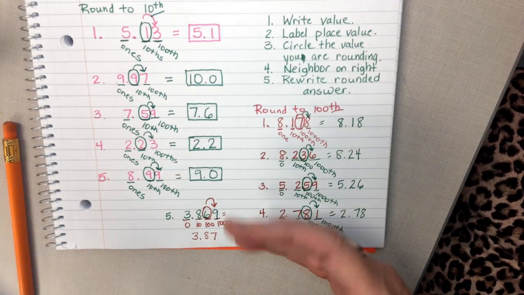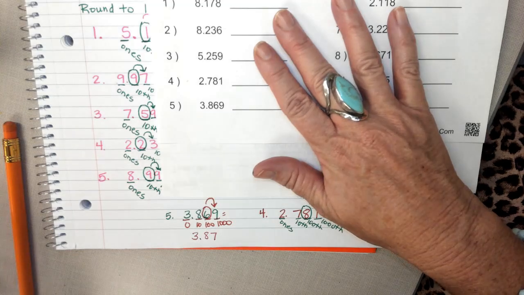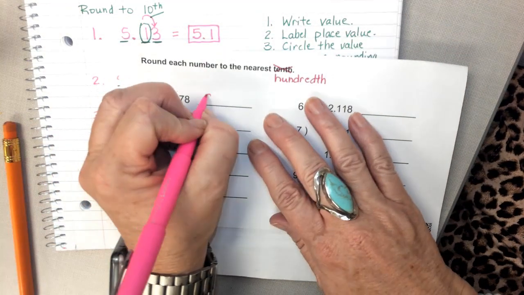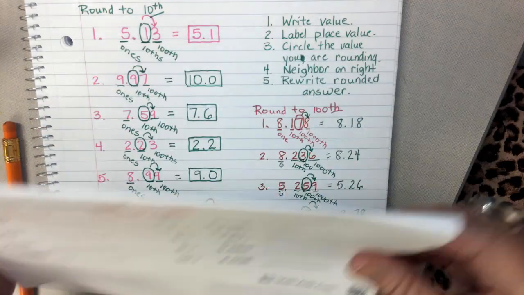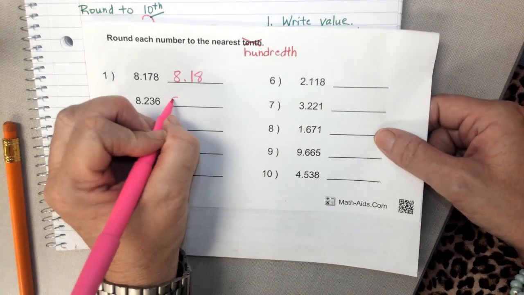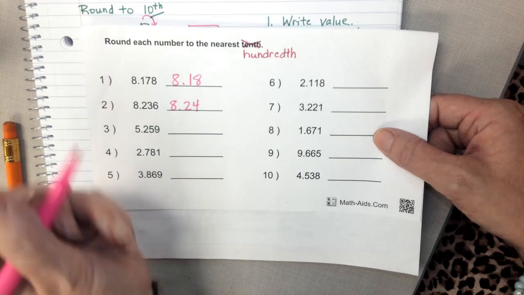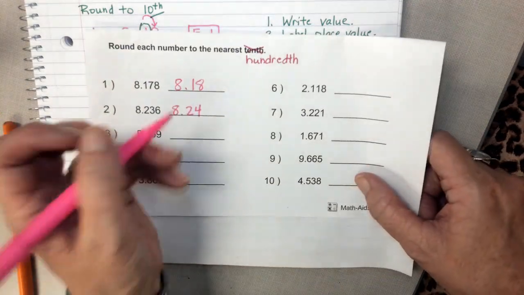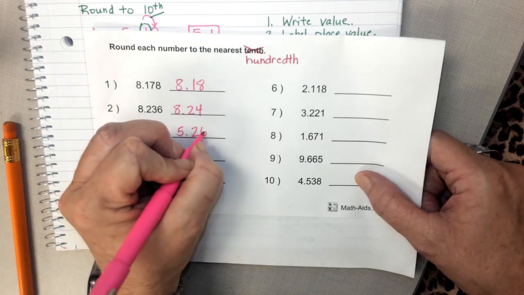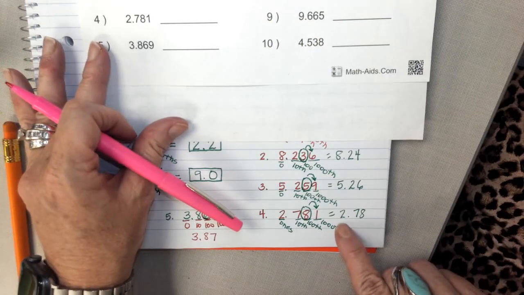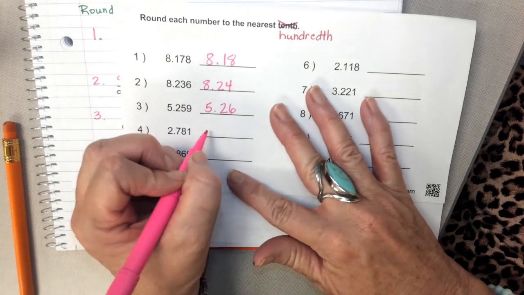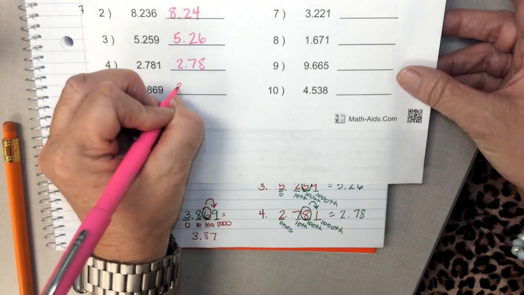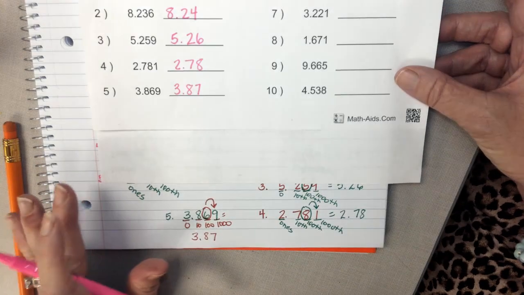Go back to your paper. Record your answers here. So for number 1, we have 8 and 18 hundredths. For number 2, you have 8 and 24 hundredths. For number 3, we have 5 and 26 hundredths. For number 4, we have 2 and 78 hundredths. And for number 5, we have 3 and 87 hundredths.